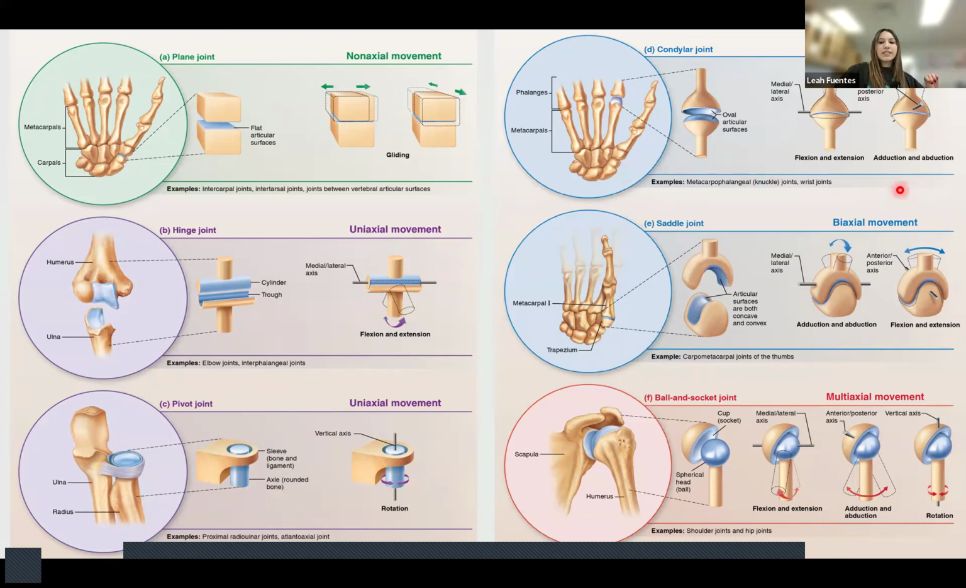A saddle joint, this is your thumb. So it is both your carpal and tarsal. And then lastly, kind of the bigger, more familiar joints are ball and socket joints. These are the easiest to identify. We have the scapula articulating with the humerus, and then also your femoral head with your acetabulum of your os coxae.